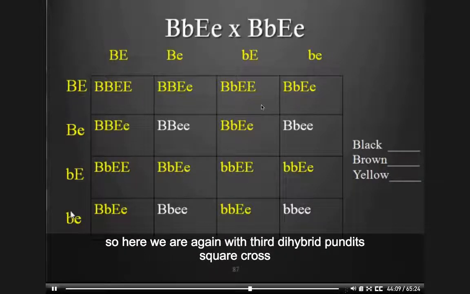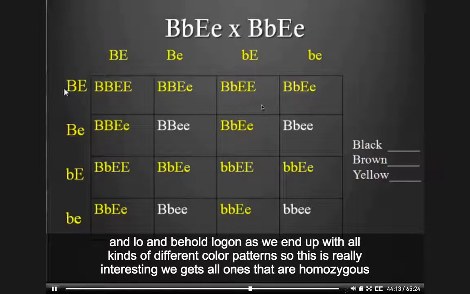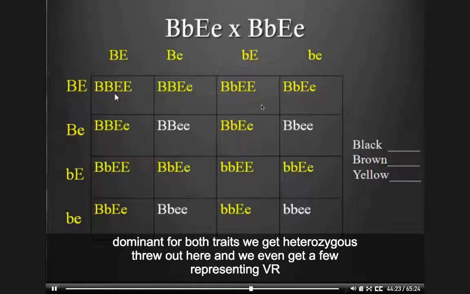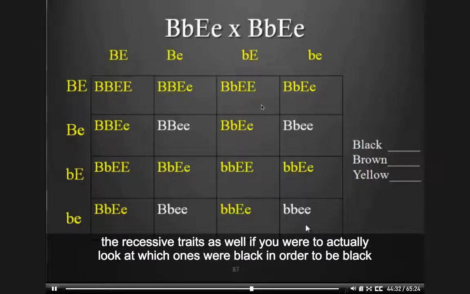So here we are again with our dihybrid Punnett square cross. And lo and behold, look at this. We end up with all kinds of different color patterns. So this is really interesting. We get ones that are homozygous dominant for both traits. We get heterozygotes throughout here, and we even get a few representing the recessive traits as well.